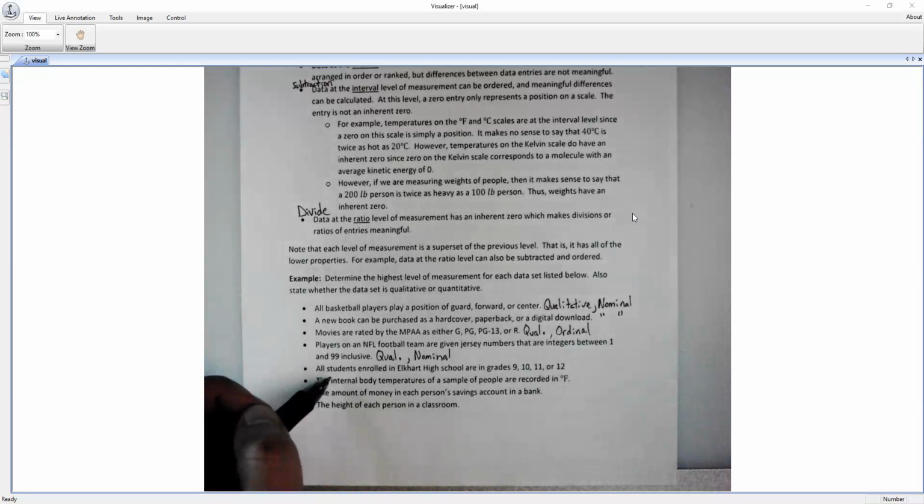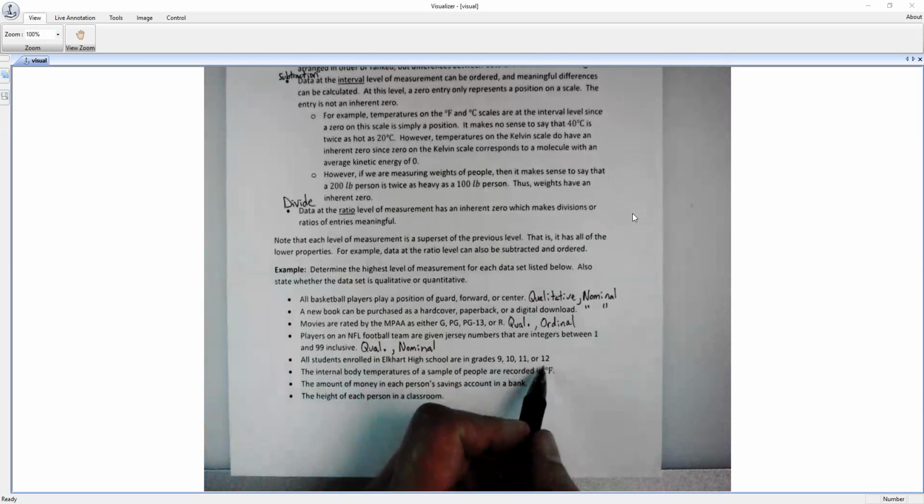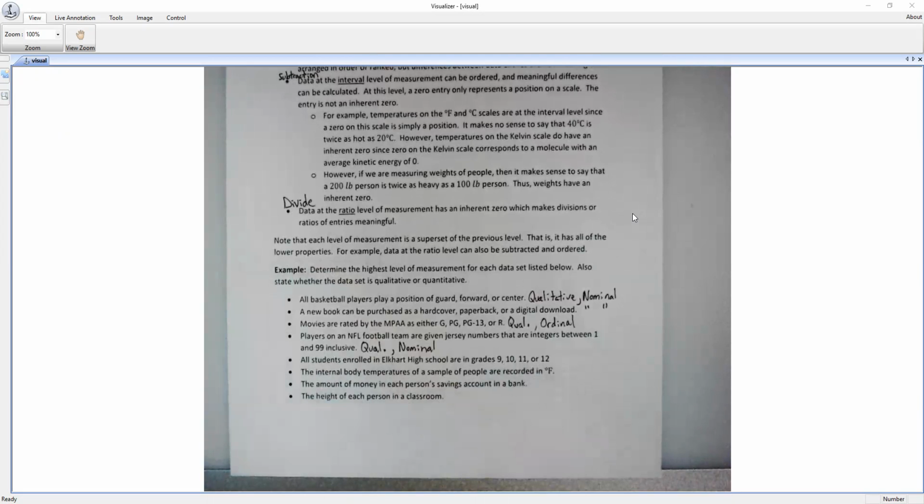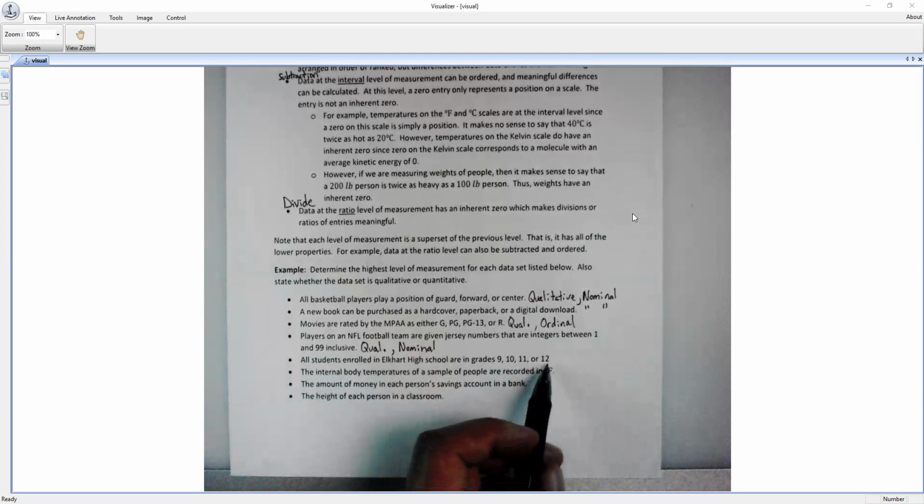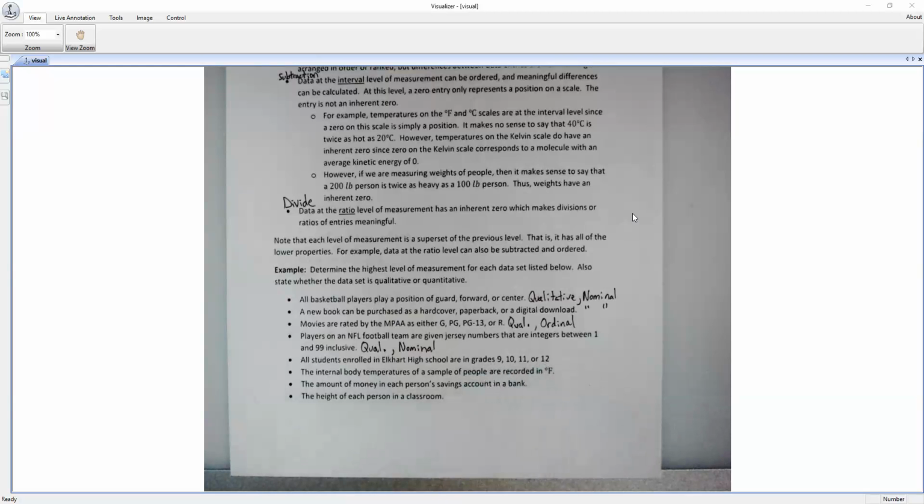We were discussing students enrolled in Elkhart High School, grades 9, 10, 11, or 12. If we subtract any of these numbers, like say 12 minus 11, we get 1. And 1 has a meaning between grades 11 and 12. That tells you how many years one student is advanced compared to another student. If we did 12 minus 9, that would tell me 3. That would tell me how many years apart there are between freshman year and senior year.